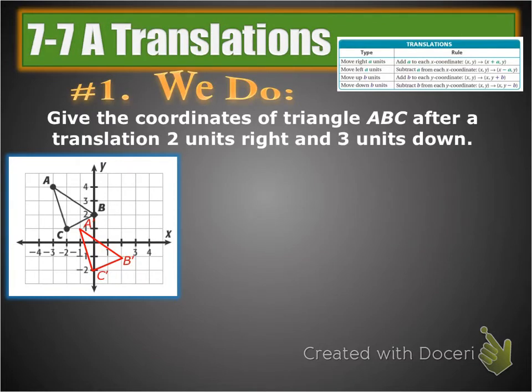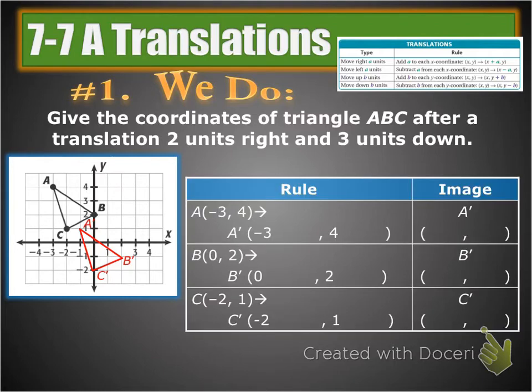Now if we look at this one here, it says give the coordinates of triangle ABC after a translation of 2 units right and 3 units down. I already have the figure drawn here that shows you what that would look like if I took that same shape and just slid it over to the right 2 units and then slid it down 3 units. So what are those new coordinates?